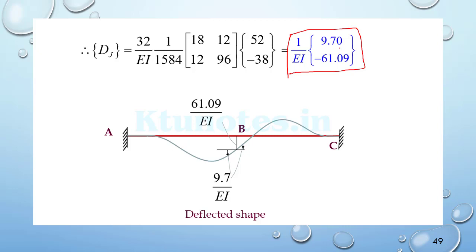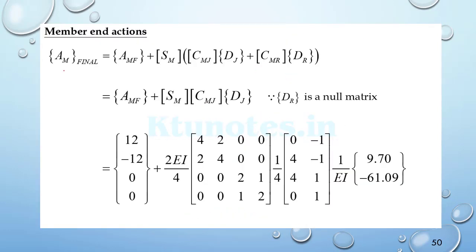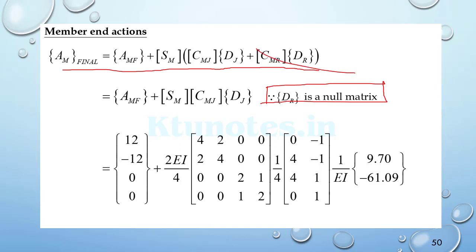This is the first one. 9.70 is the rotation, and 61.09 by EI will be the vertical deflection. Then the member end action Am finally is equal to Amf plus Sm into Cmj Dj plus Cmr Dr. We know that there are no support settlements, so Dr will be a null matrix, so this term will be 0.